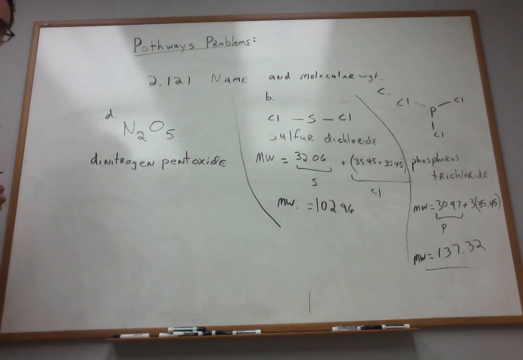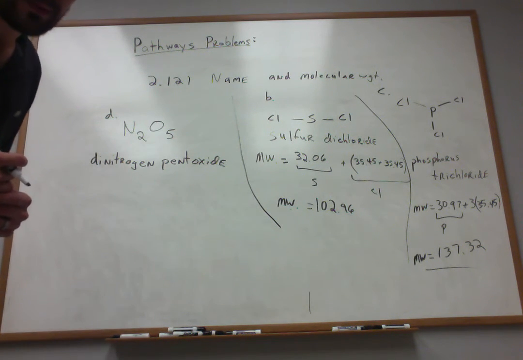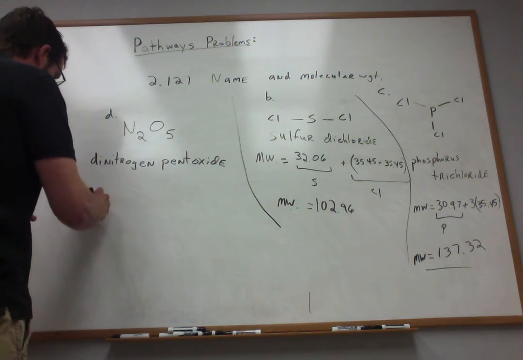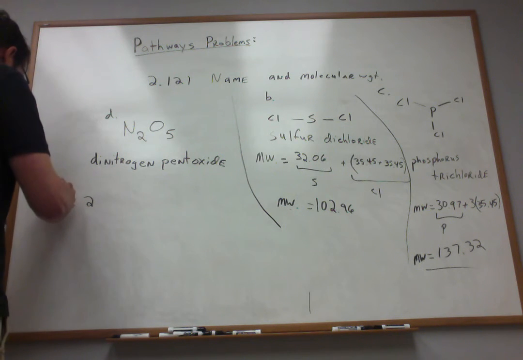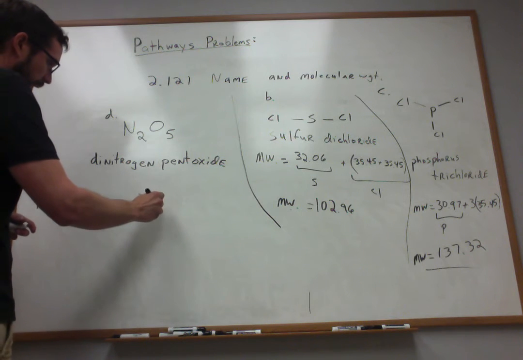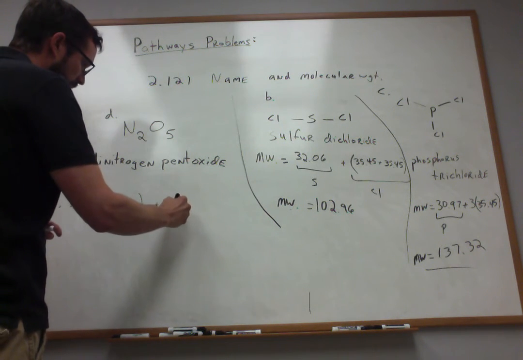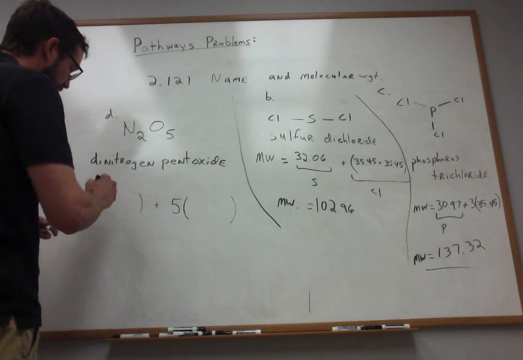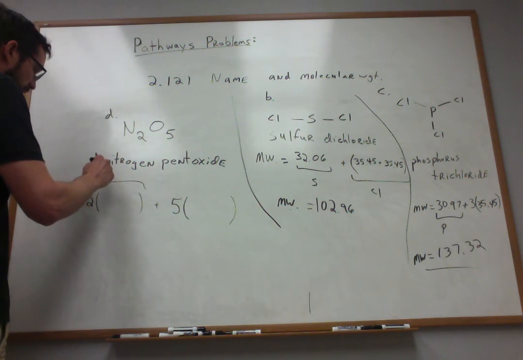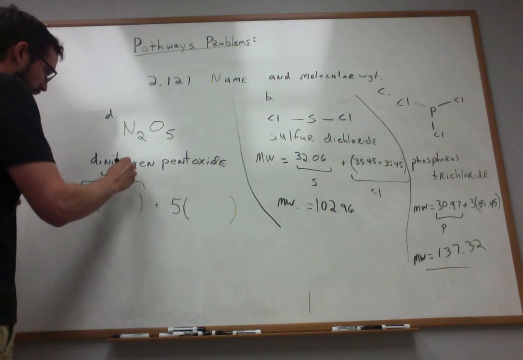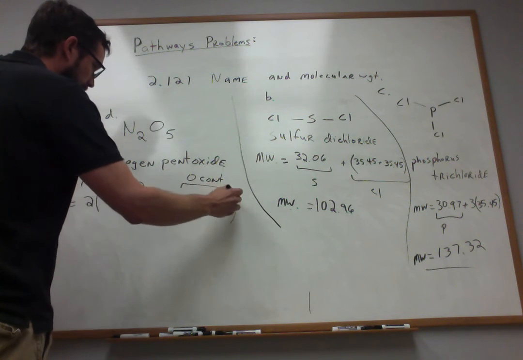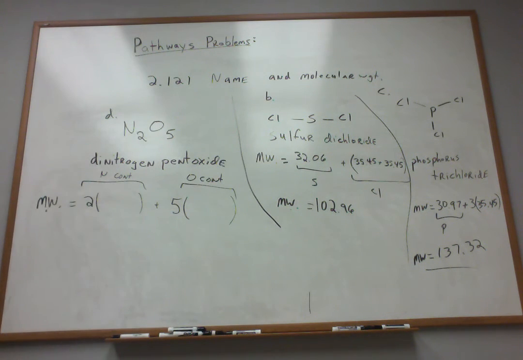Now, if we're going to come up with the molecular weight for this one, we've got to add together the parts again, okay? So it looks like I've got 2 atoms of nitrogen, and I'm going to add that to the oxygen's contribution, which is 5 times the atomic weight of oxygen. So this first one is the nitrogen contribution, and the second one is the oxygen contribution. Okay? All we need to do is fill in the numbers from the periodic table.